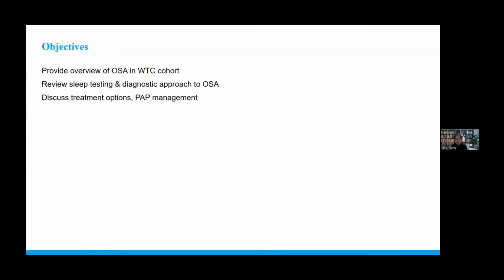So, objectives. First, we'll try to provide a pretty brief overview of OSA in the World Trade Center cohort. This is, I think, already very familiar to this group. Then we'll review some sleep testing options and diagnostic approaches to OSA. And then finally, the last portion of the talk will really focus on treatment options with an emphasis on PAP and PAP management.